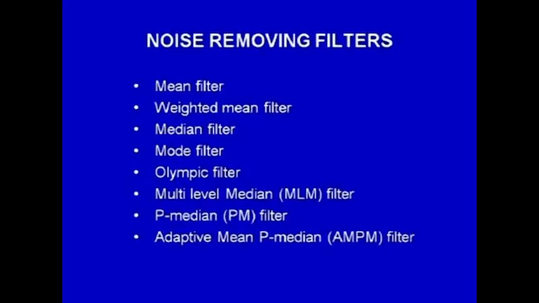So, what are the different types of noise removing filters? These are the mean filter, the weighted mean filter, median filter, mode filter, Olympic filter and multi-level median, that is MLM filter, P median or PM filter and adaptive mean P median, that is AMPM filter. Now, let us look at each of these filters in detail.